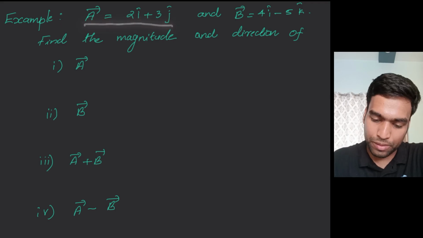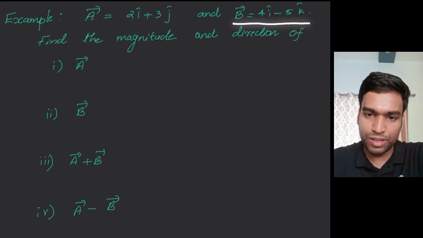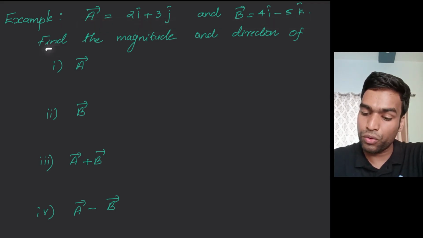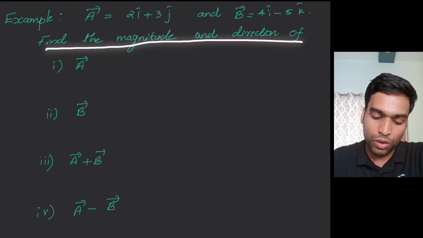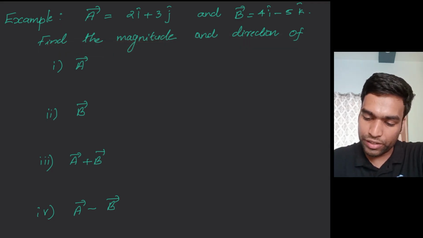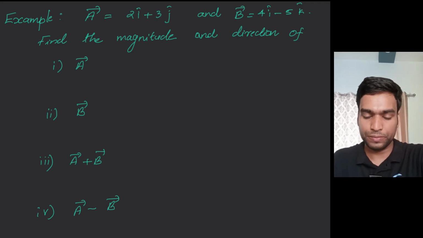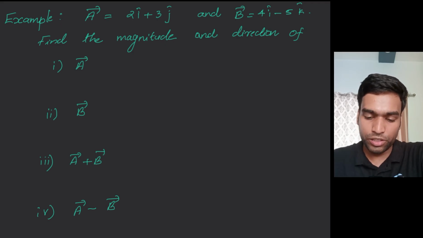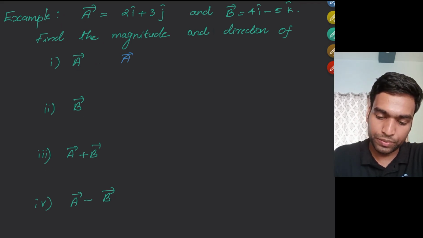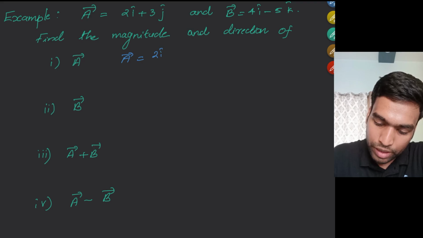Okay, very good. To understand more about vector algebra, let's do a small example. In this example, a equals 2i plus 3j cap and b equals 4i minus 5j cap. We have to find the magnitude and direction of a, b, a plus b, and a minus b. So let's do the basic calculations I taught you.